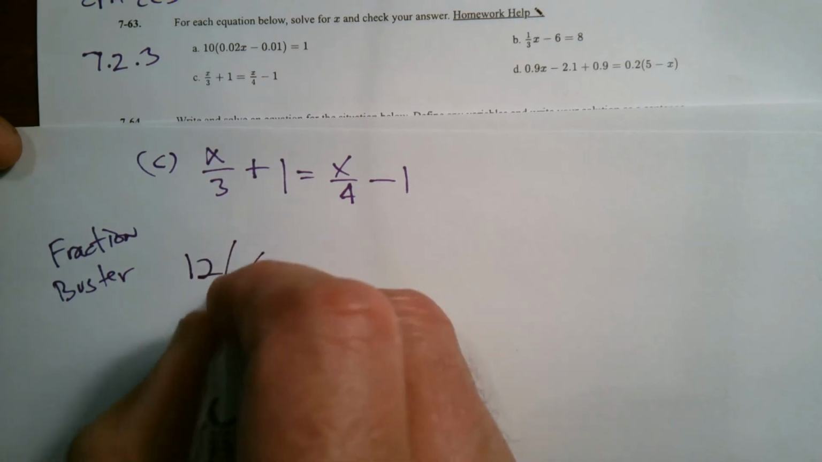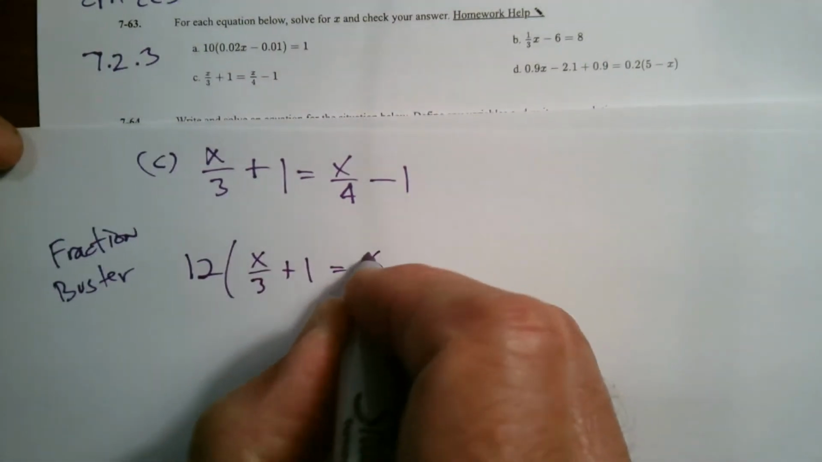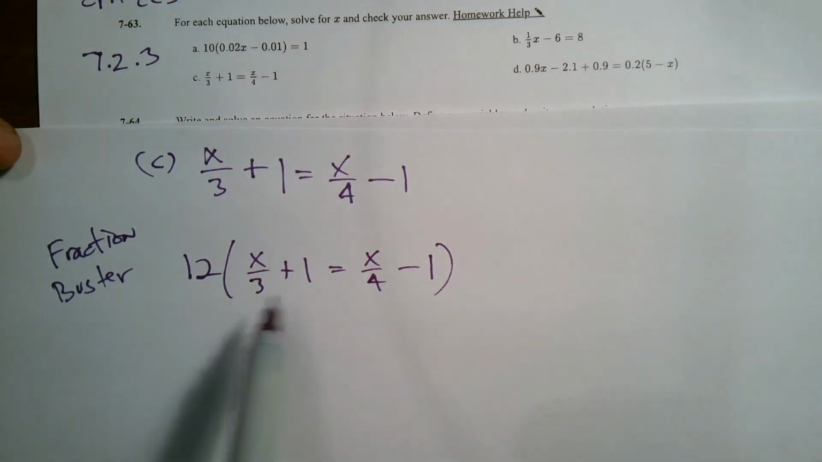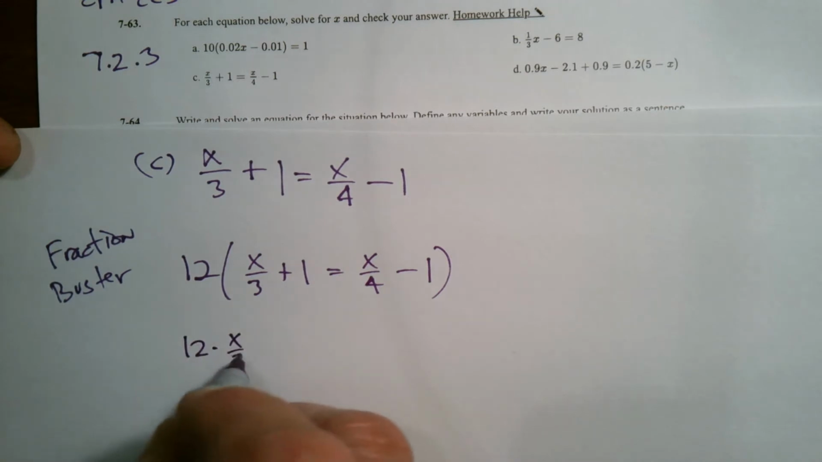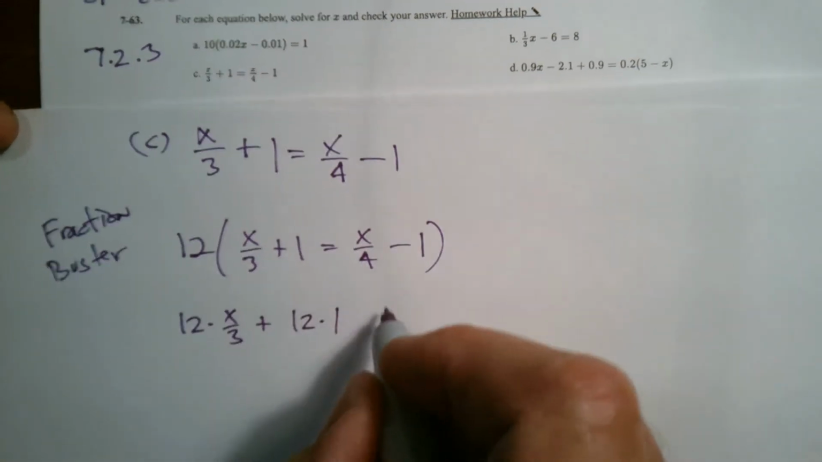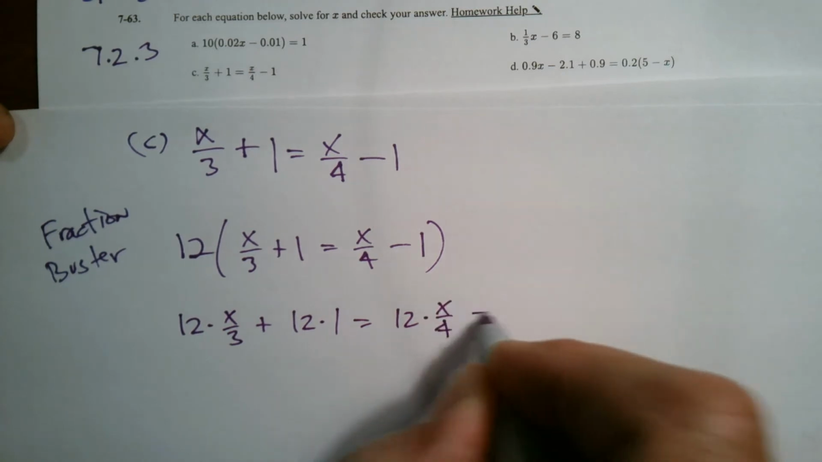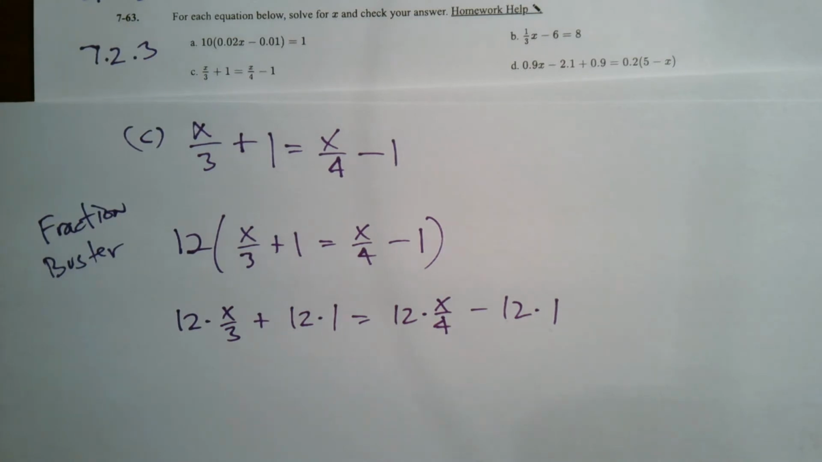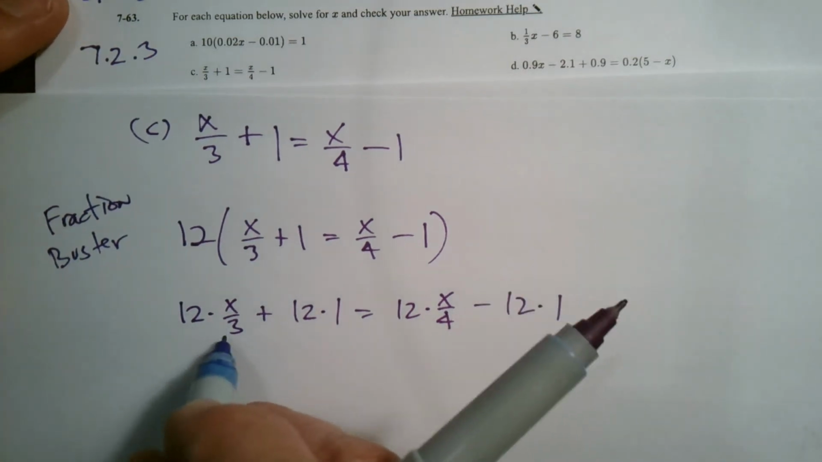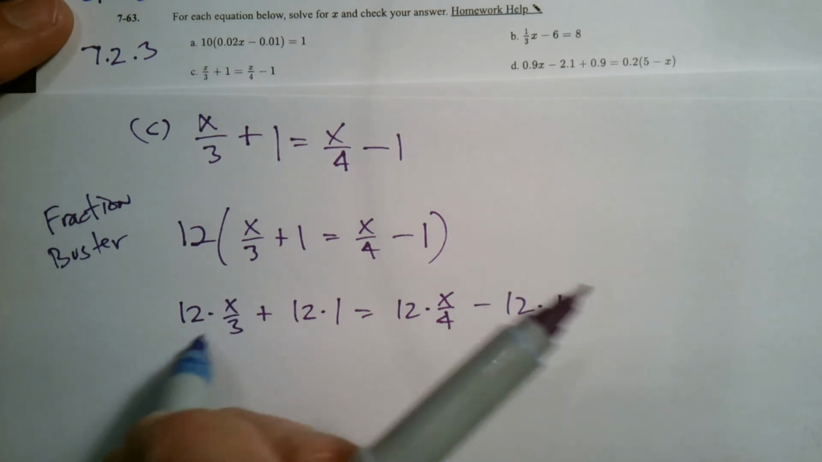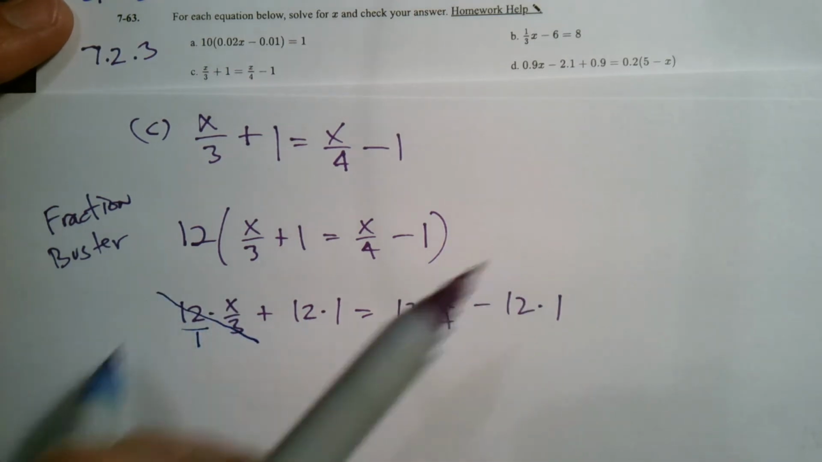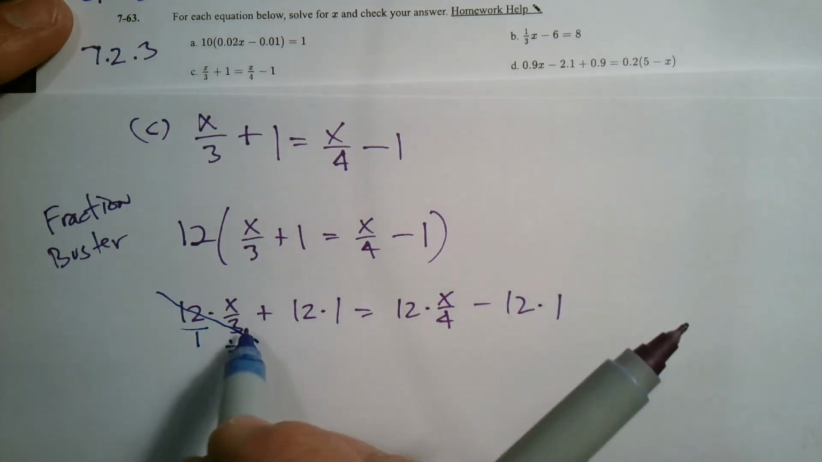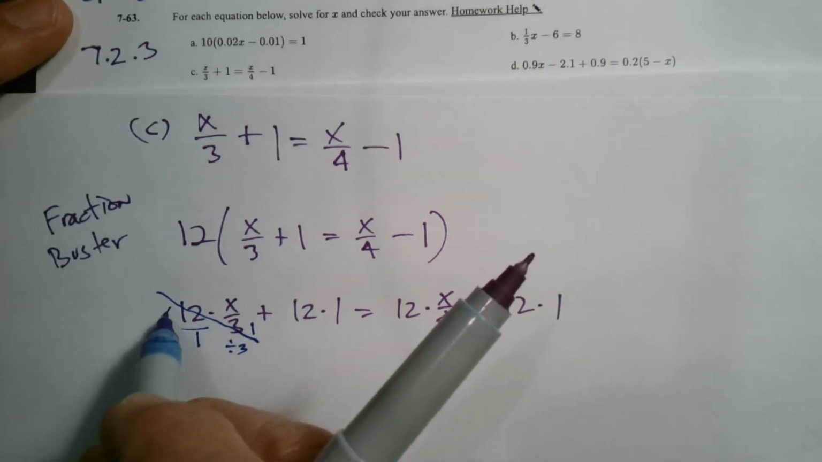So I'm going to multiply the entire equation by 12, multiplying each of the terms by 12. So it's 12 times x over 3 plus 12 times 1 equals 12 times x over 4 minus 12 times 1. When you multiply a whole number times a fraction, you put the whole number over 1, and then you can cross simplify, diagonally simplify. In this case, I'm going to divide by 3. So 3 divided by 3 is 1, and 12 divided by 3 is 4.